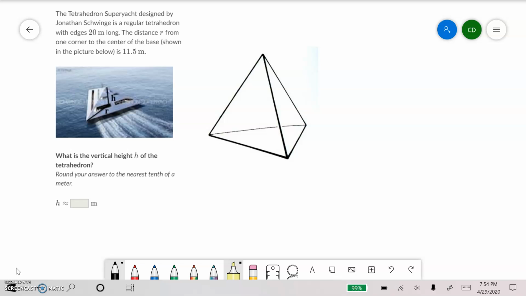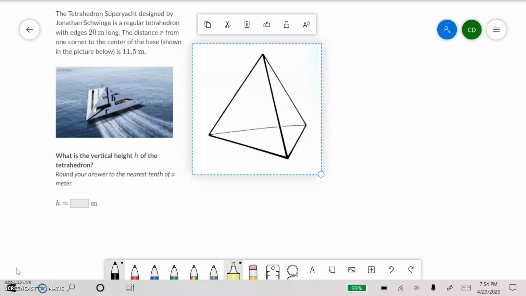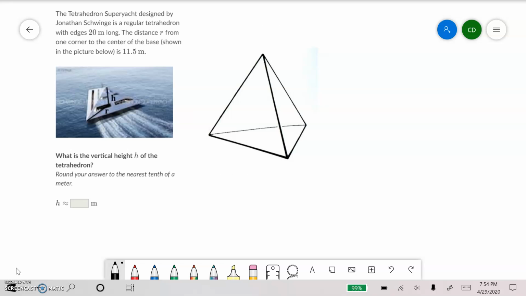So what I did, because I thought this picture might be a little bit tough to see, was I just found a picture of a regular tetrahedron that might be a little bit easier for us to draw on. So it's like I said, a pyramid with a triangular base, and it says it's regular. Now regular, remember, means all sides the same length.